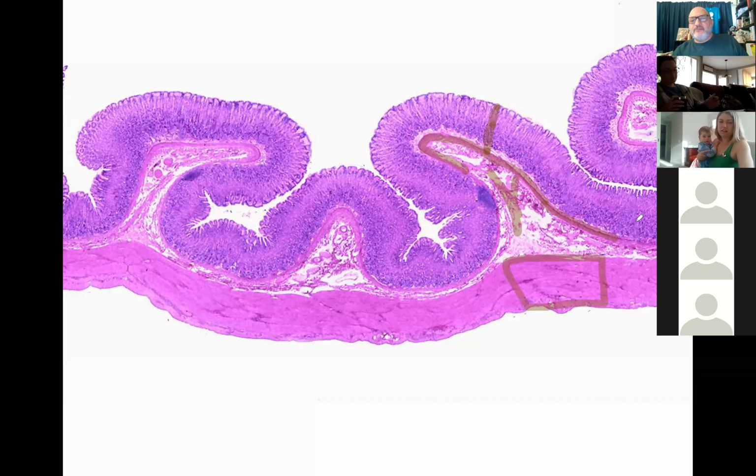So notice these big, huge folds are comprised of both the mucosa and the submucosa. They allow for that expansion. And notice the muscle doesn't conform to those folds in the same way. So these rugae are expansions of both the mucosa and the submucosa. Of course, this is the muscularis, and then the dark line on the outer surface would be the serosa. We can see that really nicely in this view of the stomach.